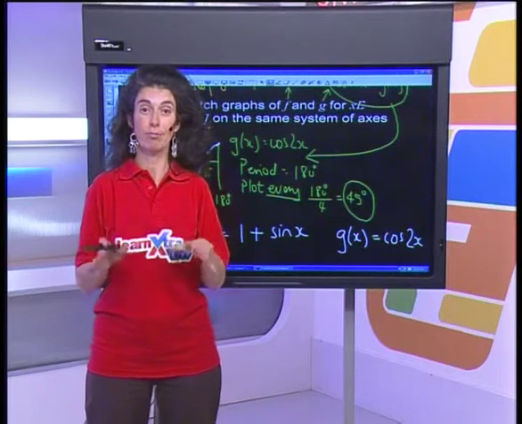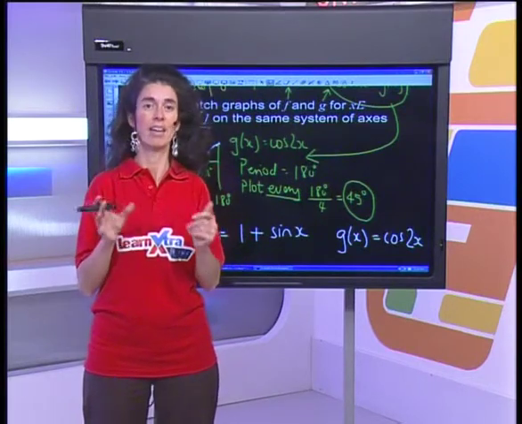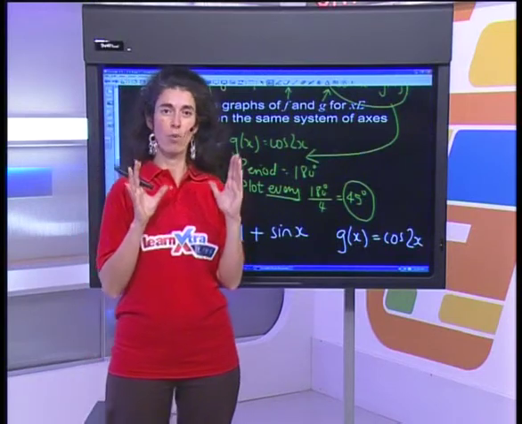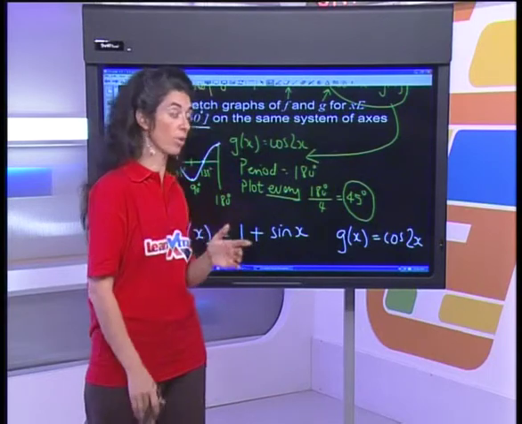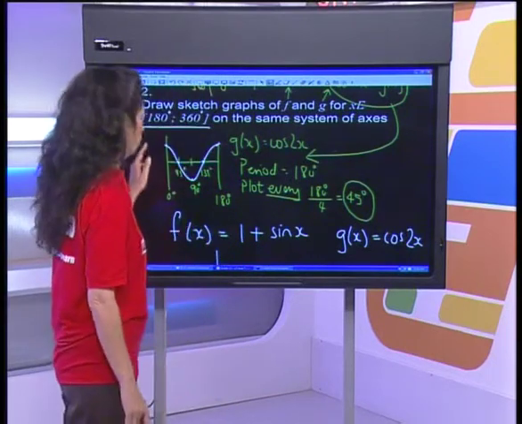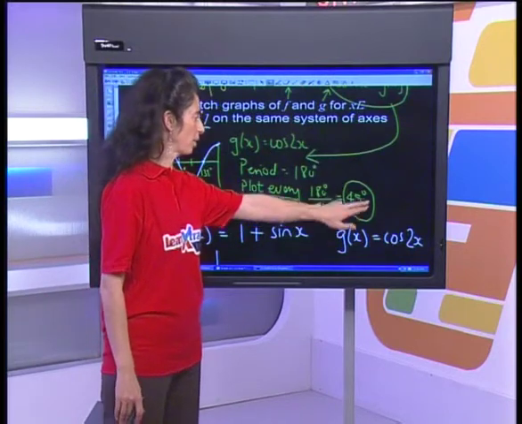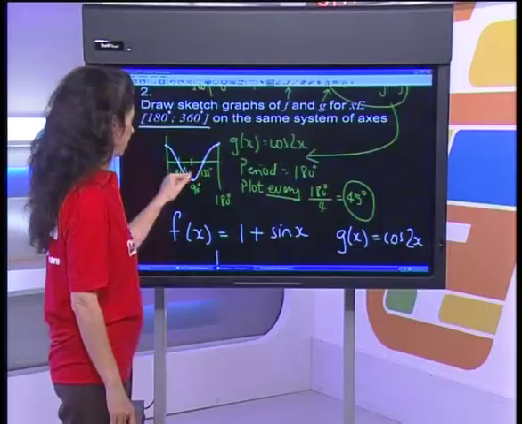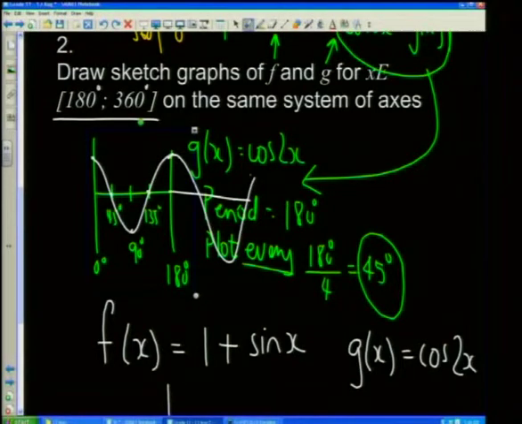Yes, everybody, we left off with trying to sketch cos 2x within a given domain, and we were also looking at the graph of 1 plus sine x and how to sketch both of those on the same system of axes. So let's go back and recap. We had worked out that the period of cos 2x would be 180, so we're going to plot every 45 degrees. So we had an overview of what that's doing, which means that we're now going to repeat that. It's going to go in 45s all the way to 360 degrees.